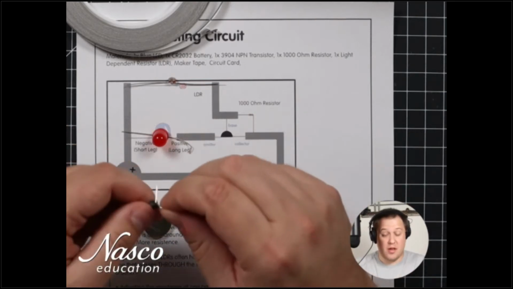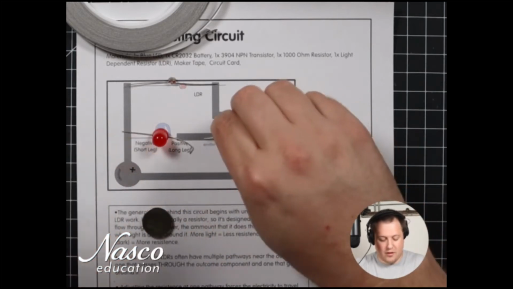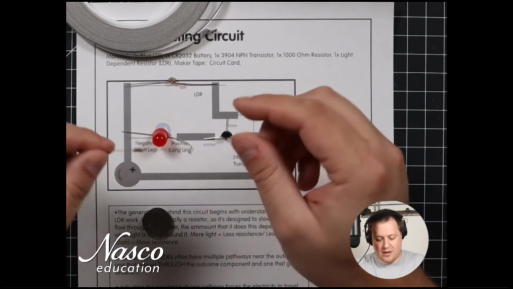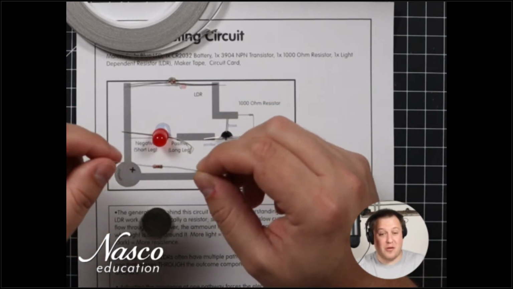Each one does a separate thing in a circuit. And then I have one last piece. I have my resistor right here, which is a 1,000 ohm resistor. I can tell that because I picked it out of the bag that said 1,000 ohms.